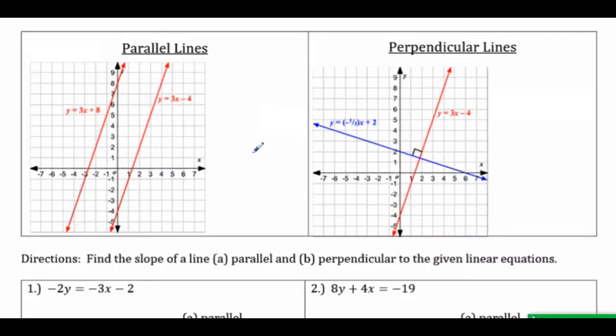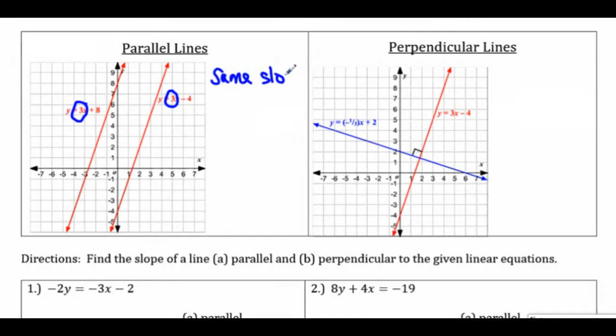This lesson is about parallel and perpendicular lines. So let's take a look at parallel lines first. And there's a relationship here between the slope and the y-intercept. If you look, both of these parallel lines, if we extend them, they're never going to touch, have a slope of 3. So parallel lines always have the same slope.